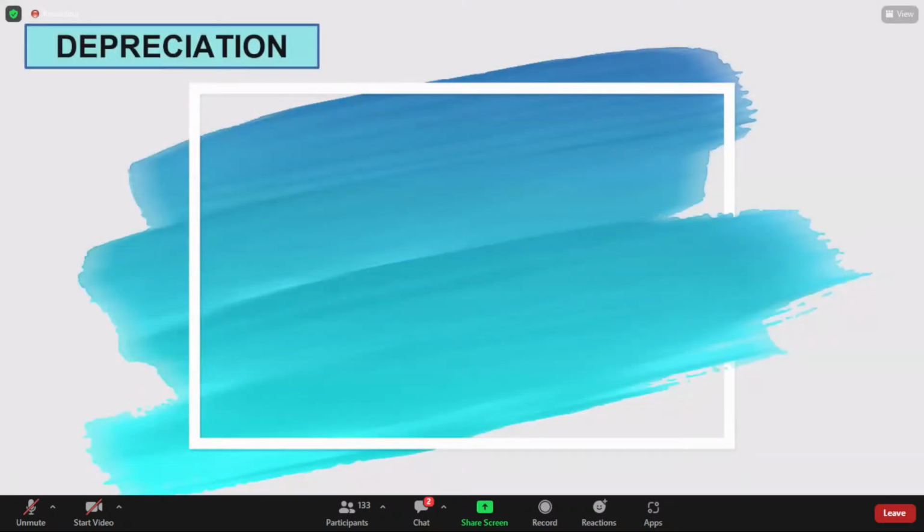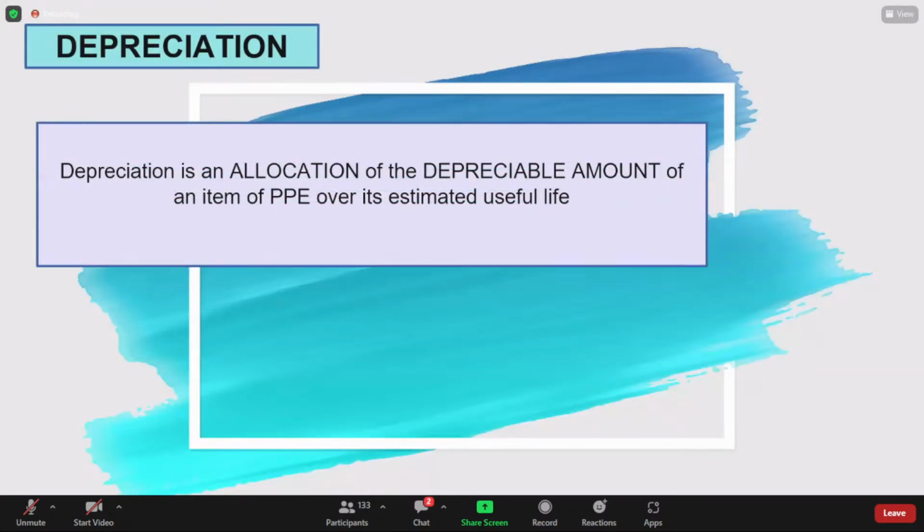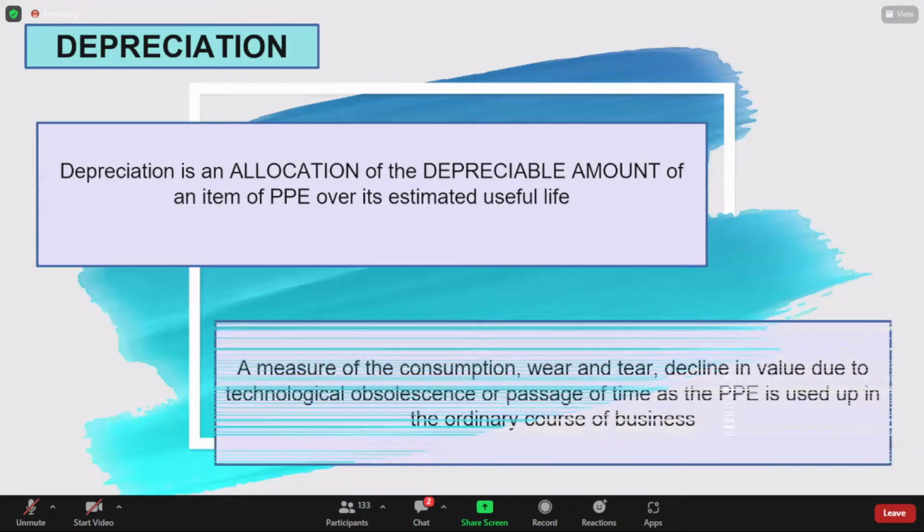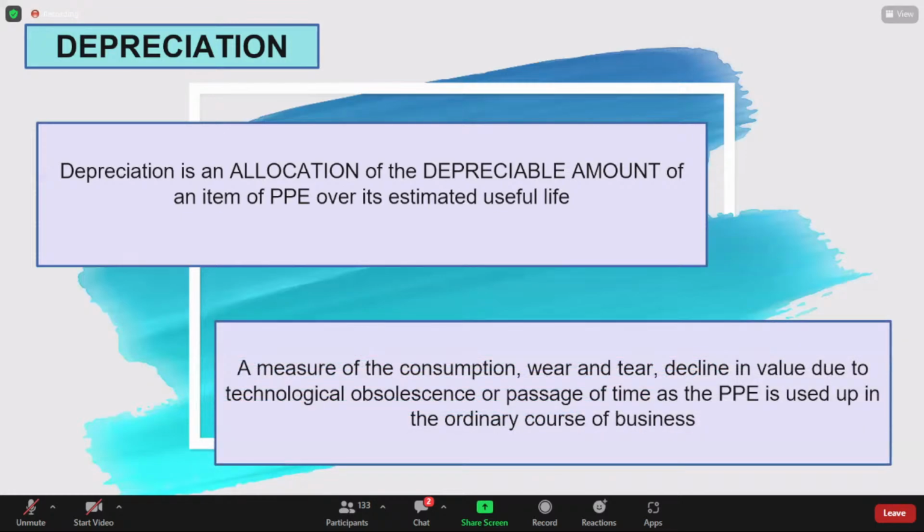Right? So what is depreciation? Depreciation is an allocation of the depreciable amount of an item of PPE over its estimated useful life. Okay? And then a measure of the consumption, wear and tear, decline in value due to technological obsolescence, passage of time, as the PPE is used up in the ordinary course of business.